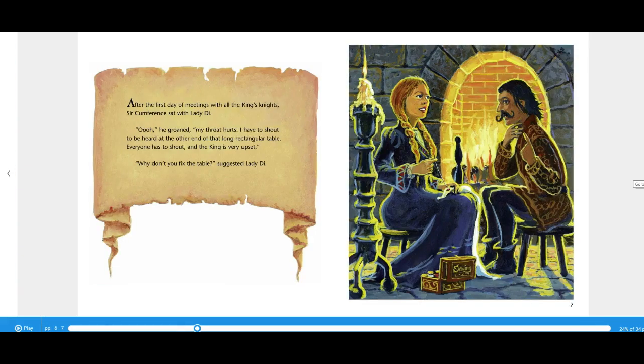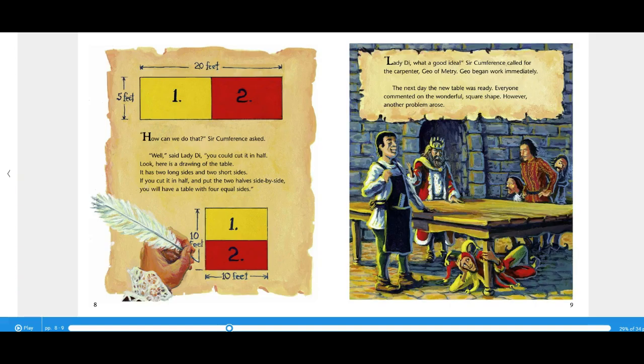After the first day of meetings with all the king's knights, Circumference sat with Lady Di. "Oh," he groaned, "my throat hurts. I have to shout to be heard at the other end of that long rectangular table. Everyone has to shout, and the king is very upset." "Why don't you fix the table?" suggested Lady Di. "How can we do that?" Circumference asked. "Well," she said, "you could cut it in half.